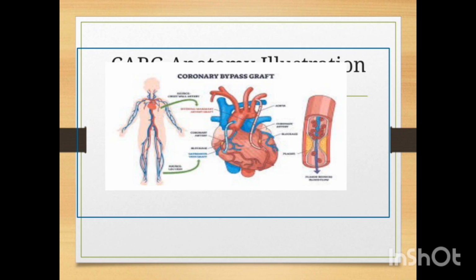So, in this diagram, you'll notice the areas where blockages might occur and how grafts are positioned to bypass these obstructions. Recognizing these key points helps us appreciate the significance of the surgery and how it aims to improve heart function. Remember, the overall goal is to ensure the heart muscle receives the blood it needs to keep the patient healthy and active.